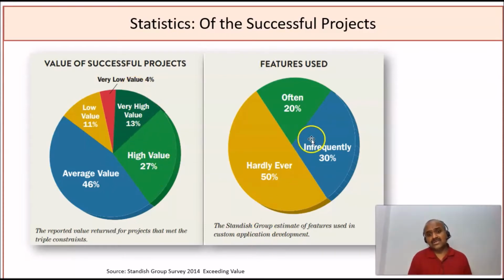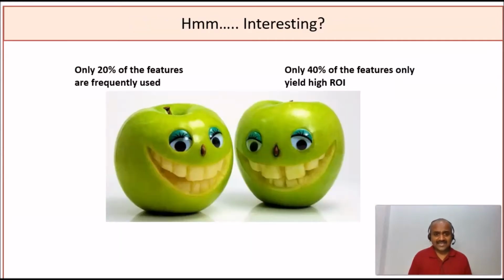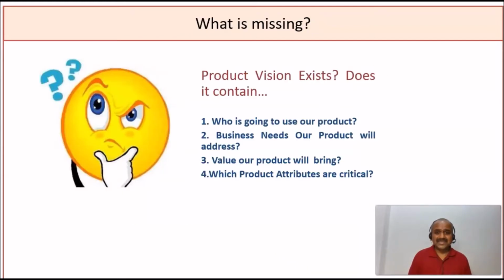Now it went on further to dimensions like how many features were used. It says that of the successful projects, only 20% of the features were used frequently, 30% were not at all used or used rarely, and hardly ever used features are 50%. So the interesting thing is only 20% of the features are frequently used and only 40% of the projects are yielding high value. Okay, so what is missing here?